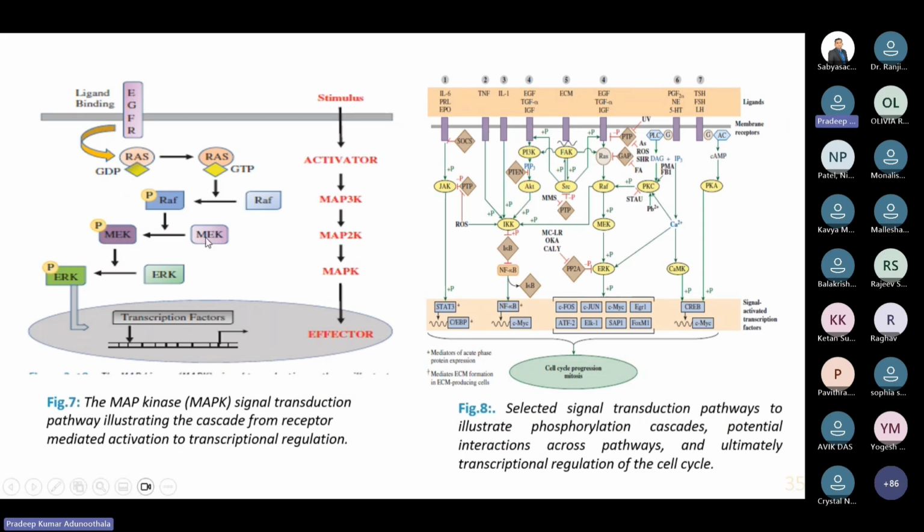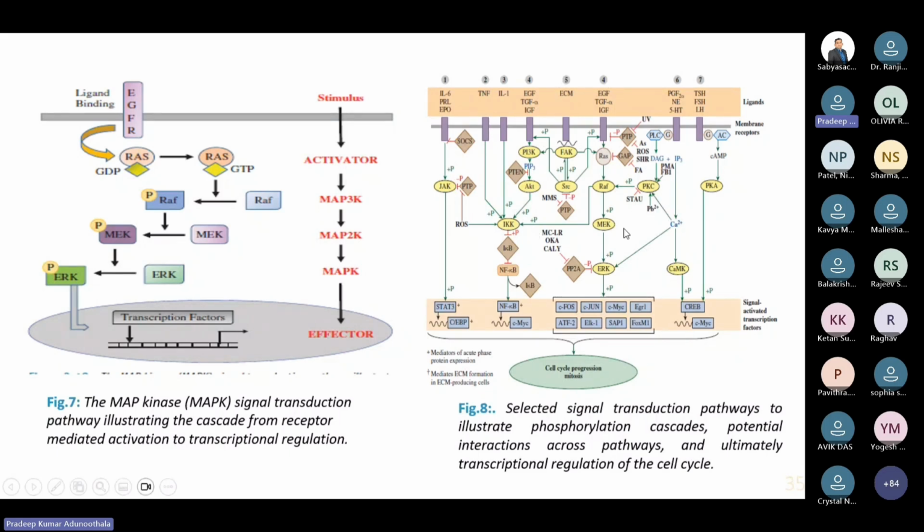Figure 7 represents this MAP kinase pathway, where the ligand binds to the epidermal growth factor receptor, EGFR. After binding, RAS is activated by converting from RAS GDP to RAS GTP, and then it activates MAP3K, MAP2K, and MAPK. This MAPK then enters the nucleus, binds to the transcription factors, and undergoes different mechanisms from there.